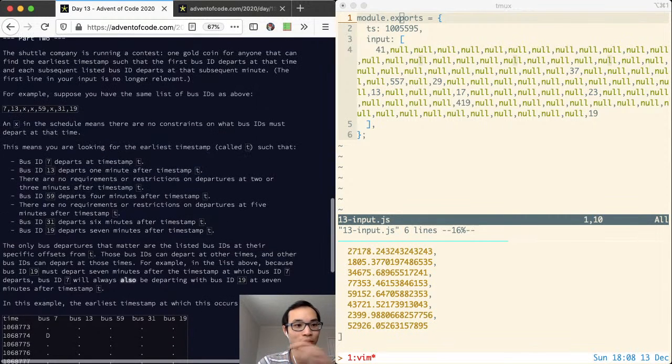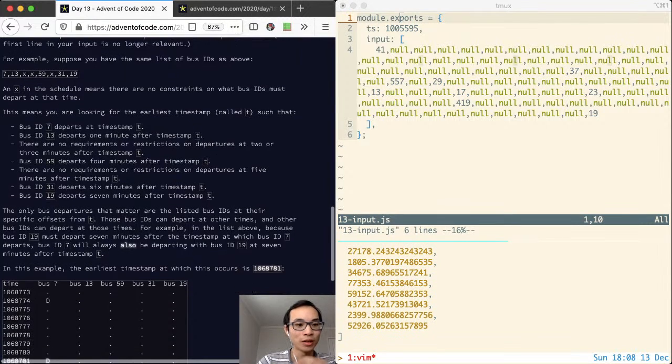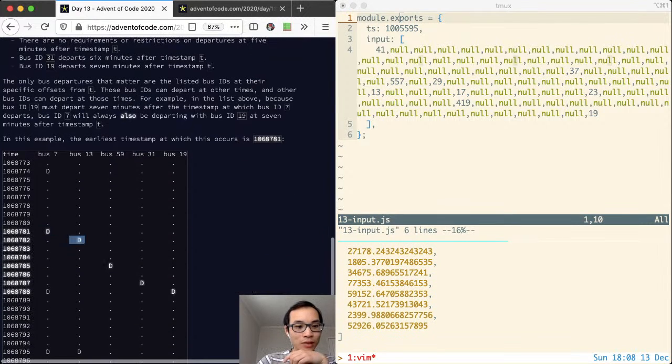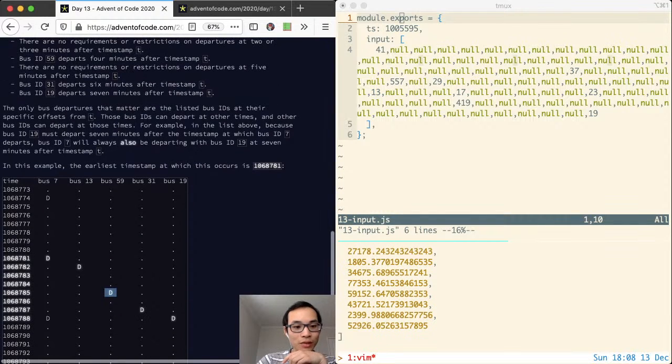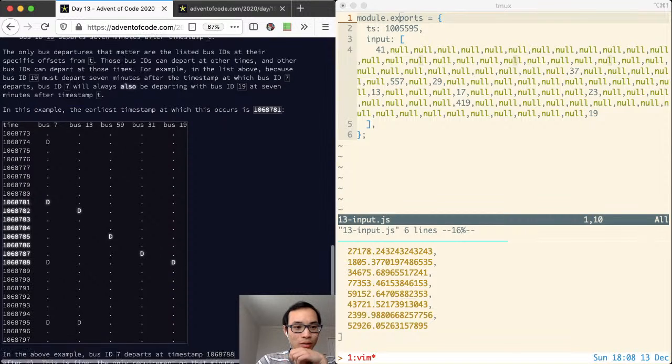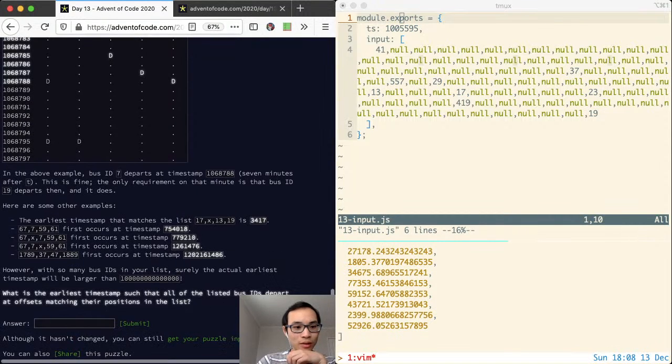Right, so because in this example, it's 713XX59. So 715XX59, and then X3119. Here are some more examples. However, with so many bus IDs in your list, surely the actual earliest timestamp will be larger than a lot of zeros. What is the earliest timestamp such that all listed bus IDs depart?